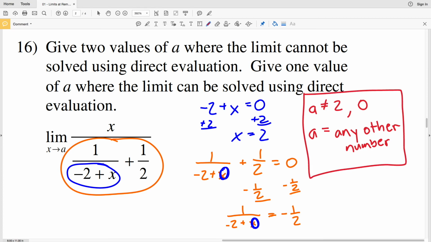And with that, we wrap up the evaluating limits at removable discontinuities worksheet.